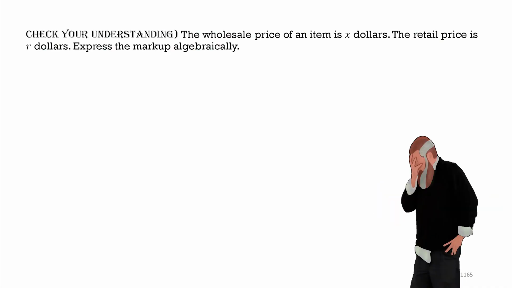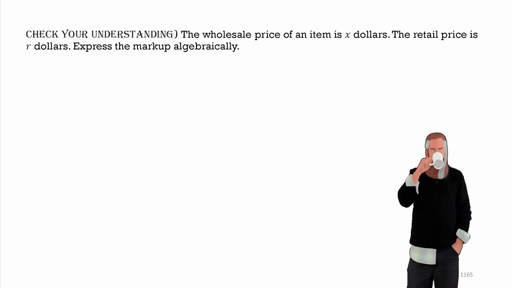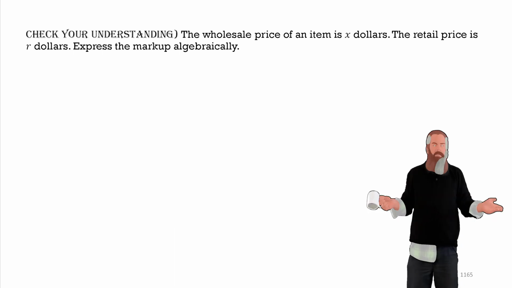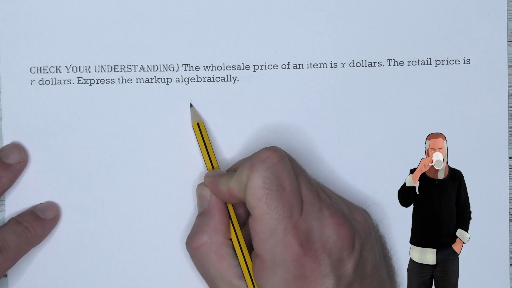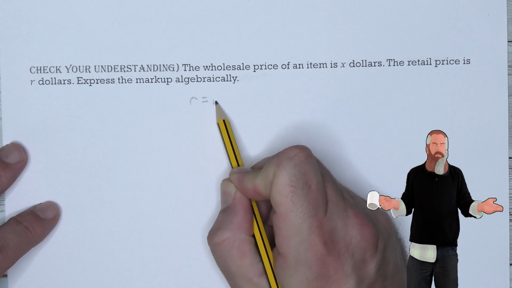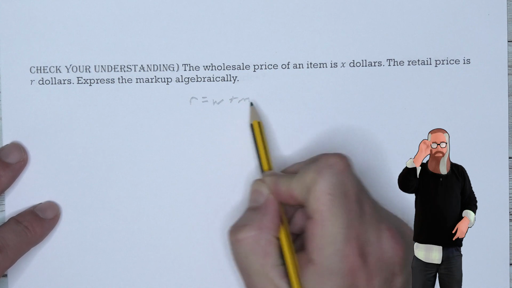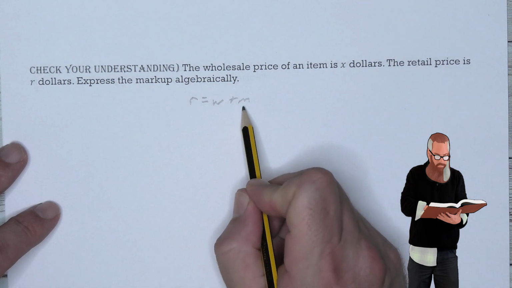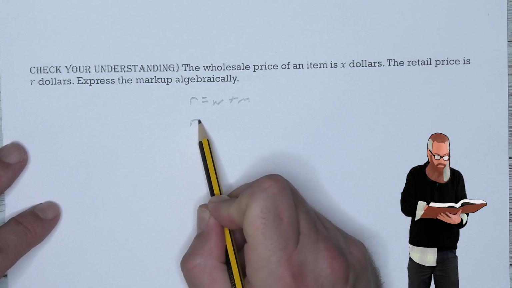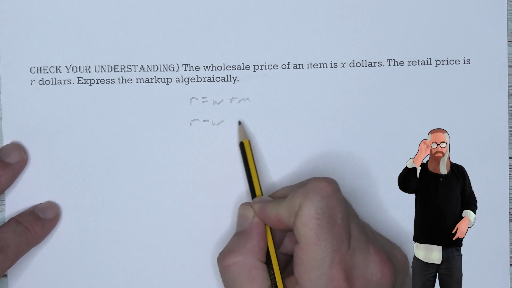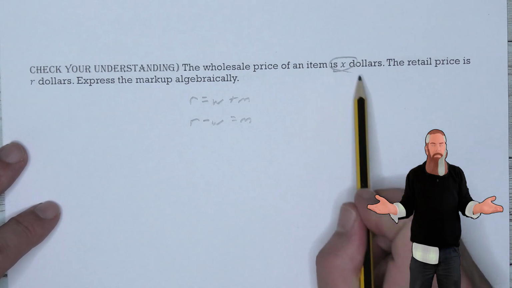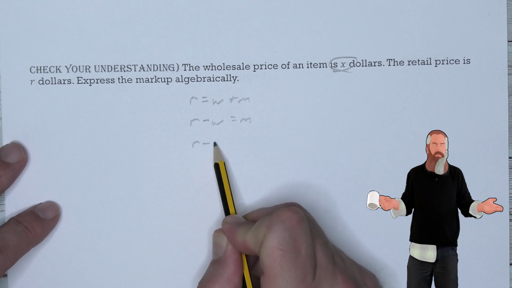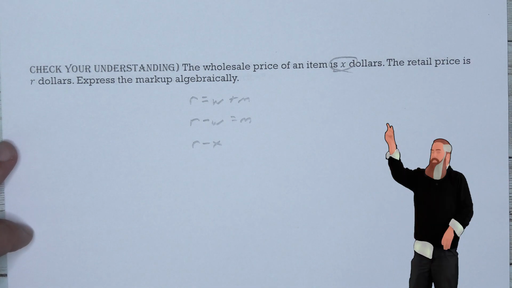Let's check our understanding. A wholesale price of an item is X dollars and the retail price is R dollars. Express the markup algebraically. Well, we know from the last one that the retail price was equal to the wholesale price plus the markup. But here we want to find what the markup is, which means retail minus wholesale is going to be equal to our markup. It told us X is the wholesale dollars, so R minus X will be our markup.